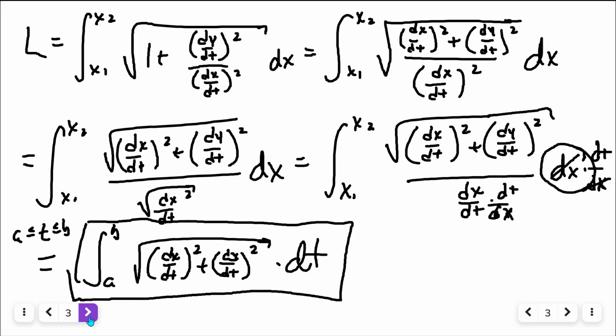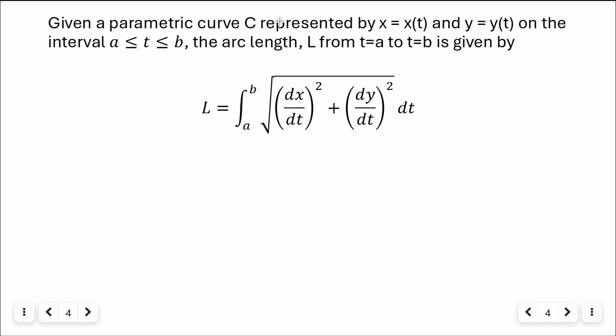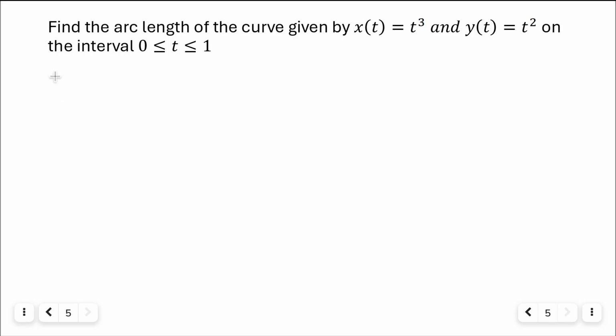All right, so here's a summary on the next page. Given a parametric curve C represented by x and y on the interval t between a and b, the arc length L from t equals a to t equals b is given by the integral from a to b of the square root of (dx/dt) squared plus (dy/dt) squared, dt. That's the formula that you're going to use. All right, so we're going to try it once here, just to say we tried it.